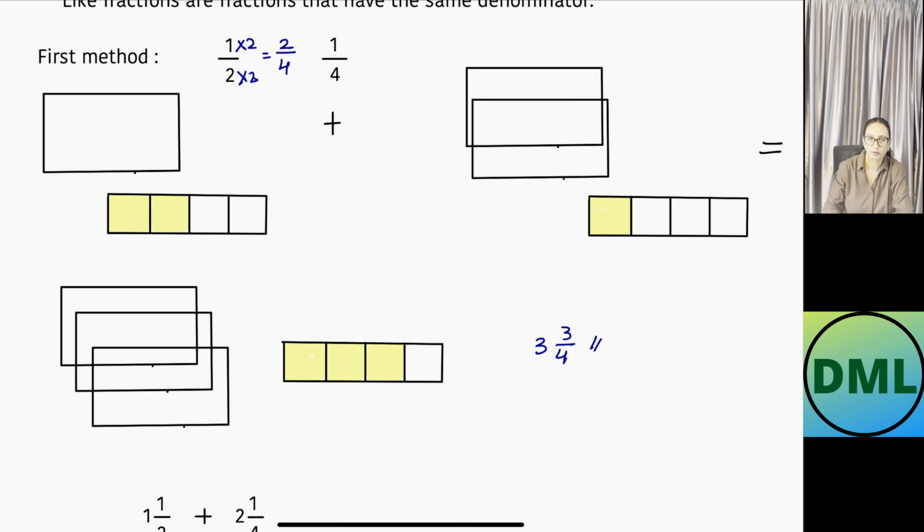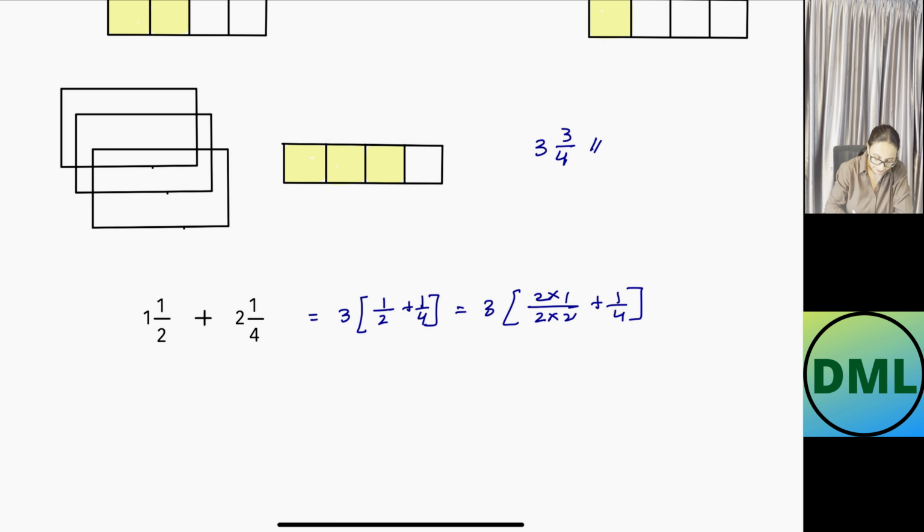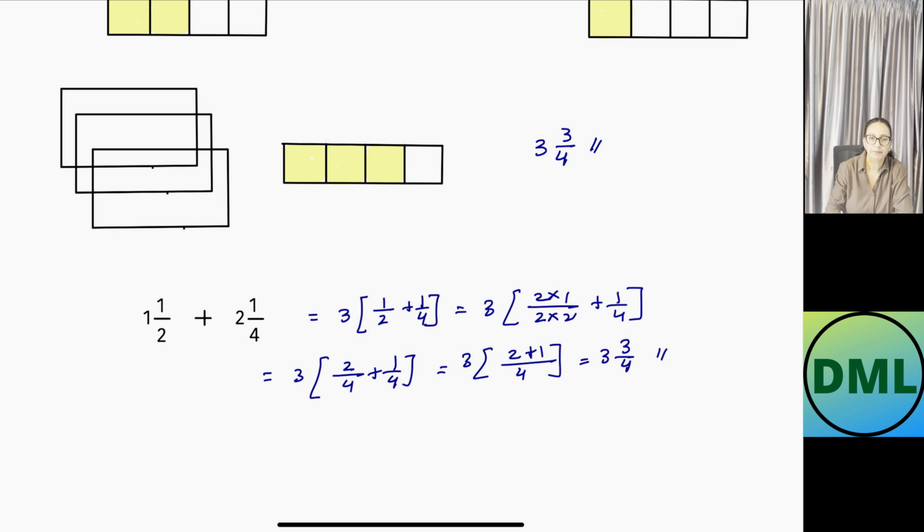Now let's do this with the normal method here. 1 1 by 2 and 2 1 by 4. As I told you earlier, you have to add the whole numbers first. This will be written as 2 plus 1, 3, and I have to add 1 by 2 plus 1 by 4. I have to make the denominator the same. This will be written as 2 times 1 divided by 2 times 2, plus 1 by 4. That will be equal to 3, and 2 over 4 plus 1 over 4. 4 is the LCM. Numerator will be 2 plus 1. That will be written as 3 by 4.